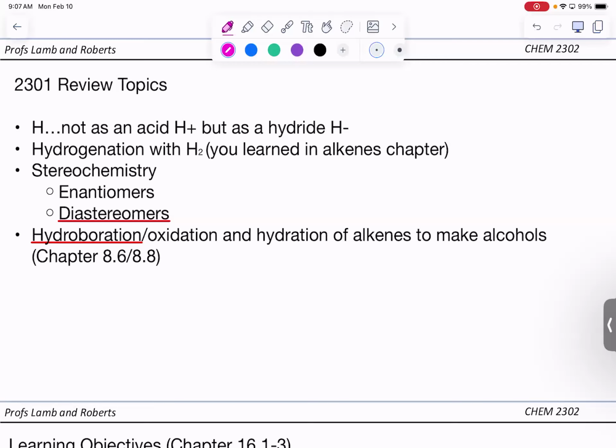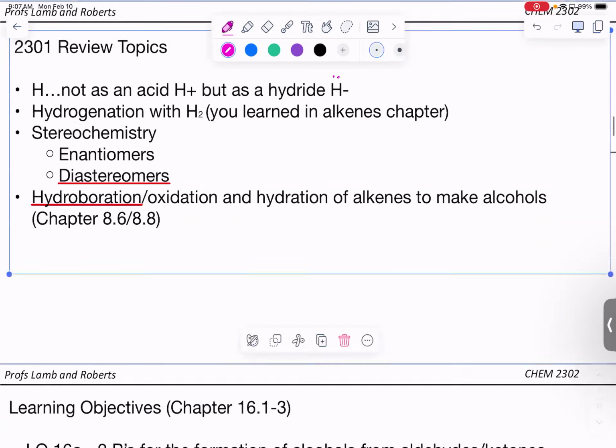But it turns out it's H plus when it loses an electron, but when we gain an electron, we're essentially a hydride with a lone pair of electrons and that negative charge. You also learned about hydrogenation of alkenes, as well as stereochemistry. That's going to start to come up more and more often. And also please review, and we'll see if we have enough time at the end of class to review some of these other reactions across alkenes to make alcohols.